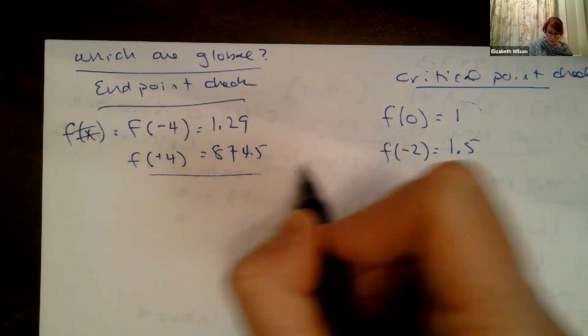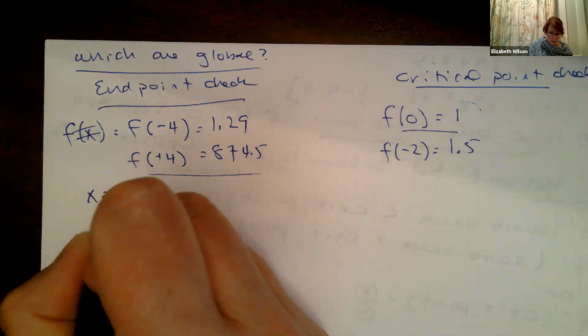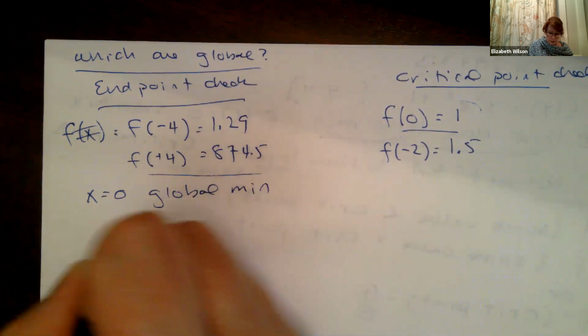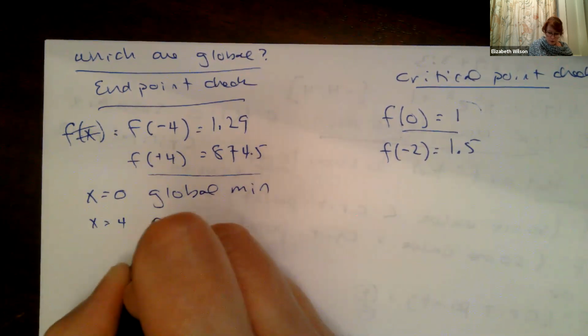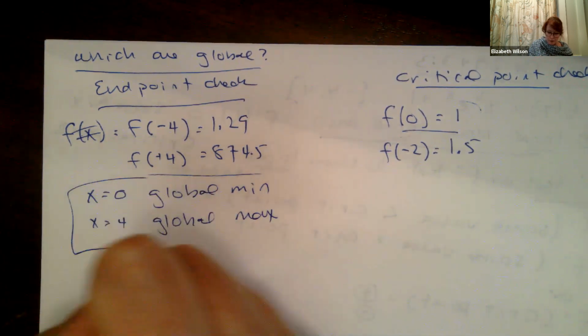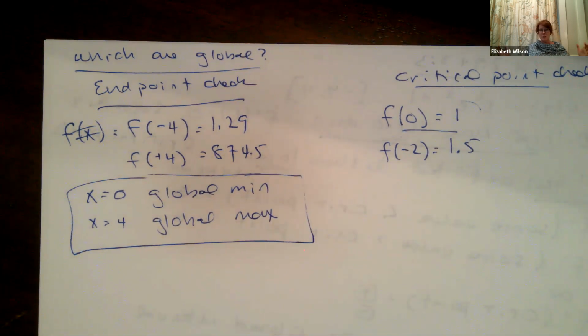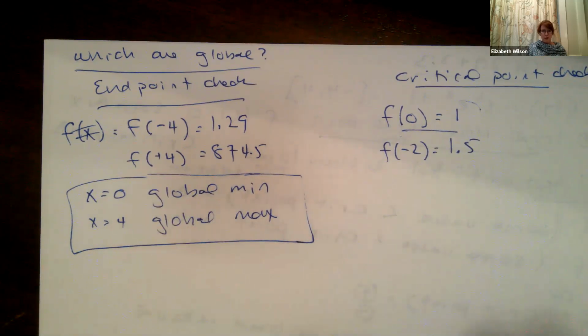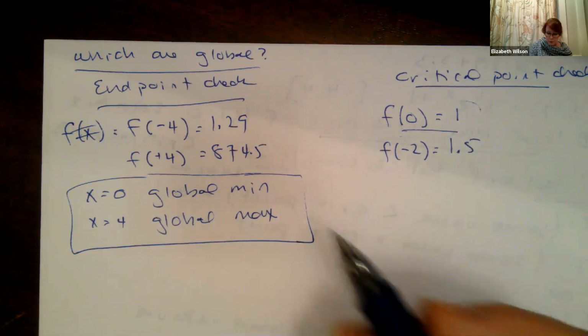So I'm going to say x equals 0 is a global min. X equals positive 4 is a global max. That's on this interval, right? If I didn't have it on the interval, we'd be dealing with minus infinity to positive infinity. But anyway, so we're dealing here with our values, okay? So global versus local.